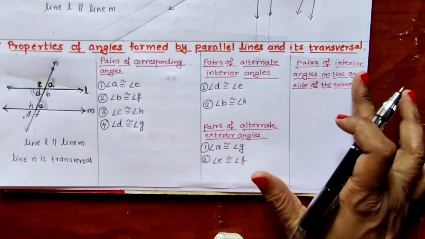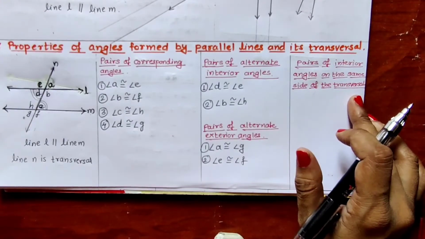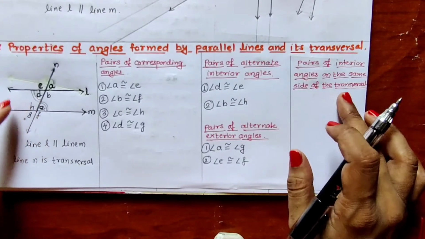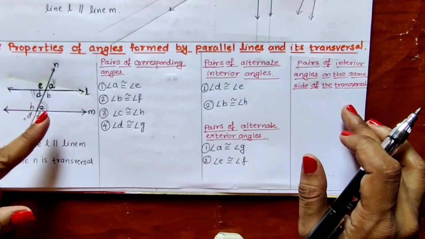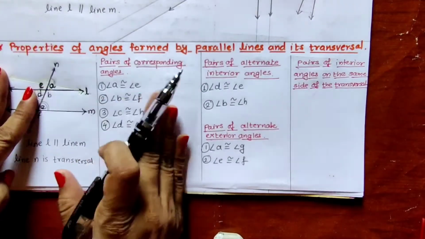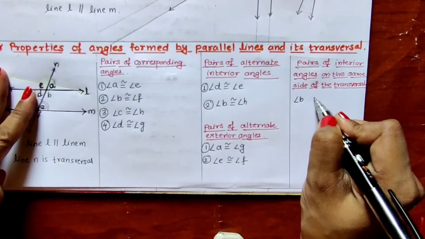Now let us see the pairs of interior angles on the same side of the transversal. We have seen there are four interior angles, but we have to see which angles are on the same side of the transversal. So we can see that angle B and angle E are on the same side, that means they are on the right hand side. So angle B and angle E.